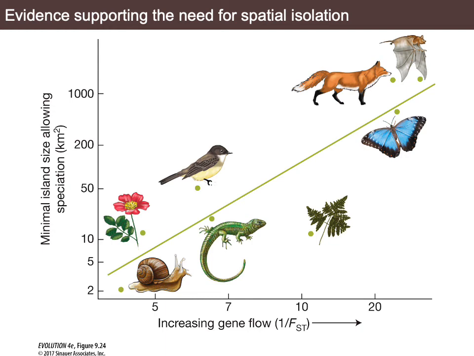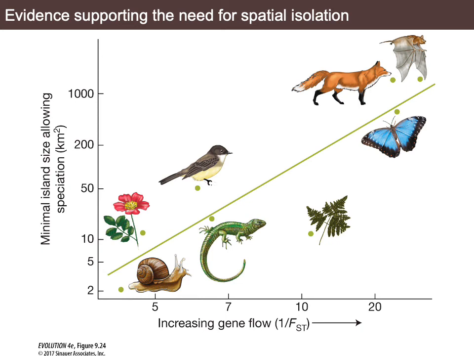Now, what about a snail? Can a snail speciate on an island that's 50 square kilometers? Hell yes, it can. It can speciate on an island that is less than 5 square kilometers because they don't have much gene flow. They don't move much. You can have isolated populations of a snail on an island that's only 5 square kilometers. You cannot have isolated populations, allopatric populations with no gene flow of a fox or a bat on an island that's only 5 kilometers. Okay, so this makes clear the importance of allopatric speciation.